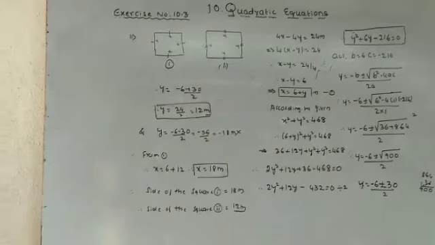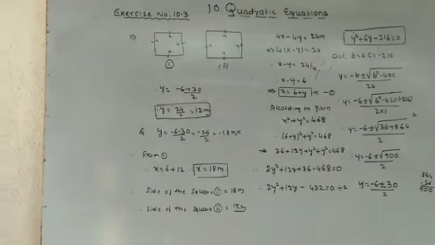Now I will write in this part. Therefore, y is equal to minus 6 plus 30 by 2. Therefore, y is equal to 24 by 2, so this is equal to 12 meters. Another one: y is equal to minus 6 minus 30 by 2, that is minus 36 by 2, that is minus 18 meters. This is meaningless.